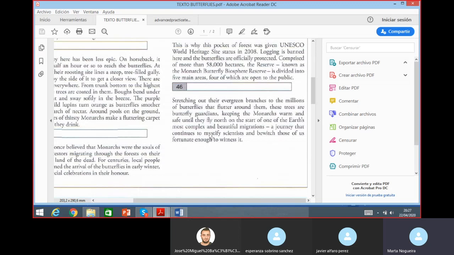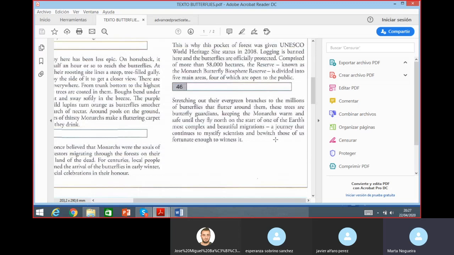Scientists, desconcierta todo esto de la migration of the butterflies, desconcierta a los científicos, and bewitch those of us fortunate enough to witness it. Y hechiza, bewitch, ¿veis la palabra witch, que es bruja? Bewitch es hechizar. Me estoy trabando un poco, because I'm changing from Spanish into English all the time. And bewitch, hechizar. Okay, I'm going to do it like that.